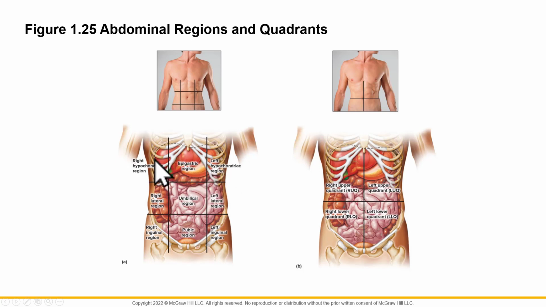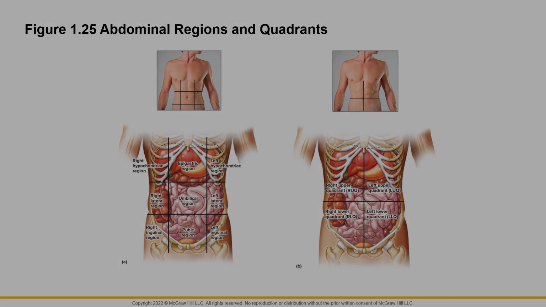The right hypochondriac. Then you have the left lateral. You may hear this as iliac. Sometimes different textbooks change the name. You have the umbilical region, pubic region, inguinal, and inguinal. So some of these change a little bit depending upon the textbook you're using.